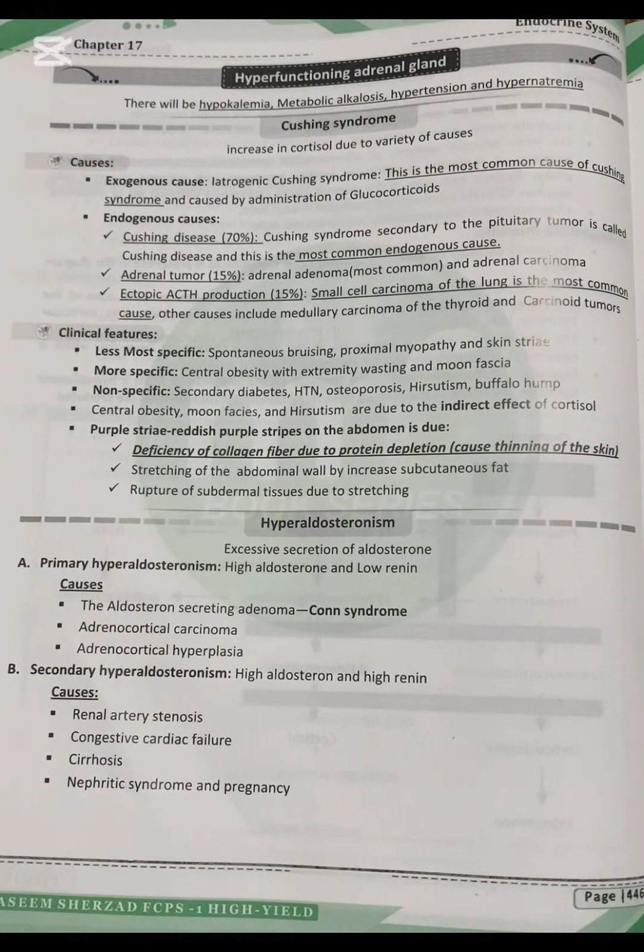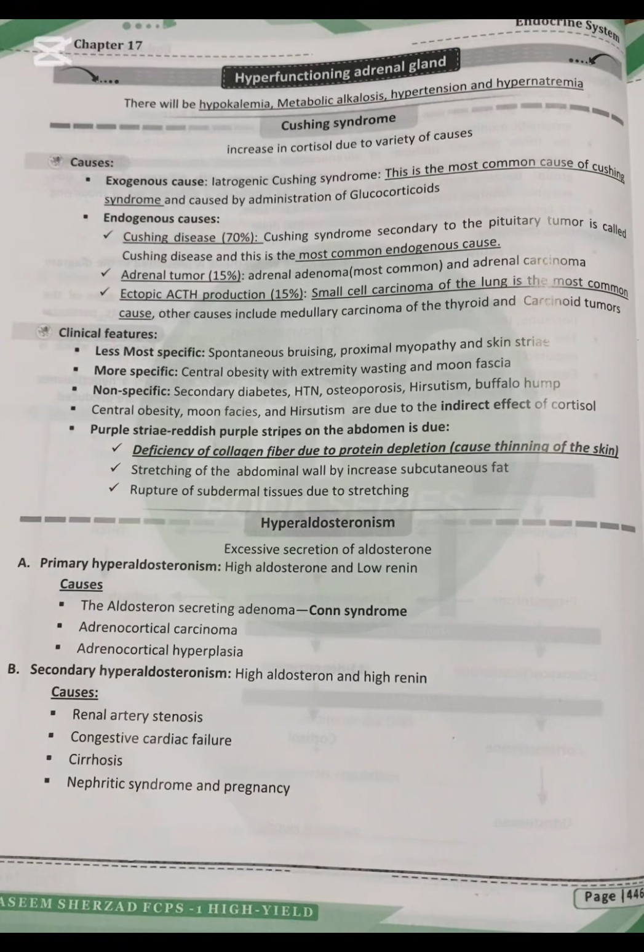The other cause of endogenous is the adrenal tumor, that is the adenoma, which is the most common cause of excessive endogenous steroid production. Other conditions include ectopic ACTH production, that is 15%, and that includes small cell carcinoma of the lung, which is the most common cause. Now coming to the clinical picture, how can a Cushing syndrome patient present?